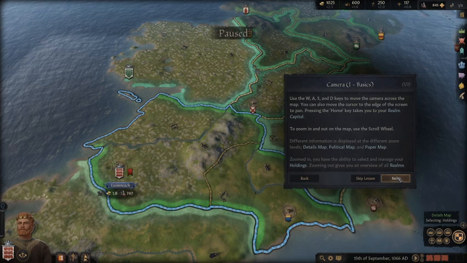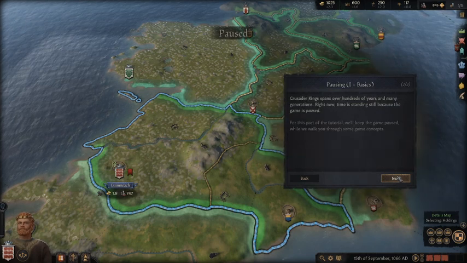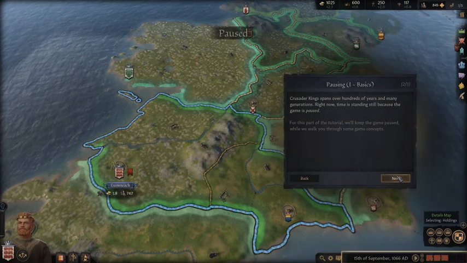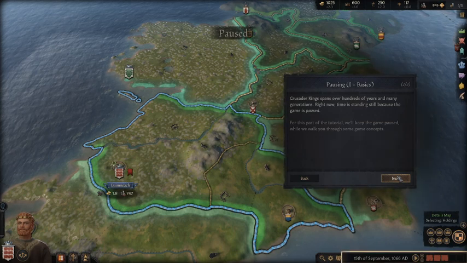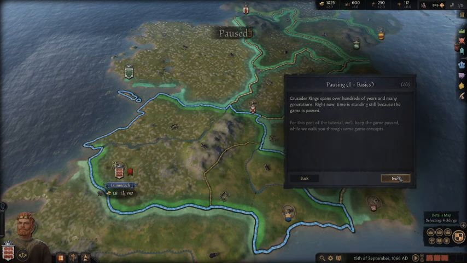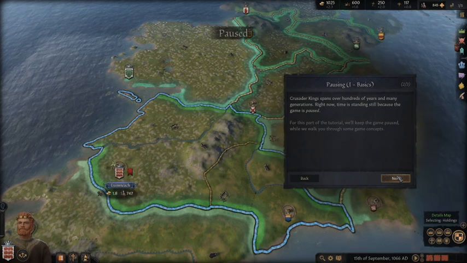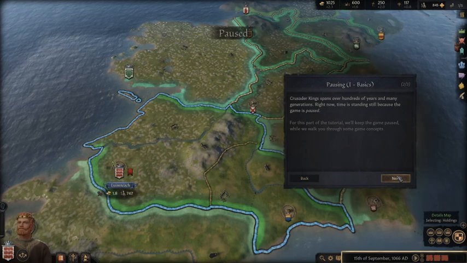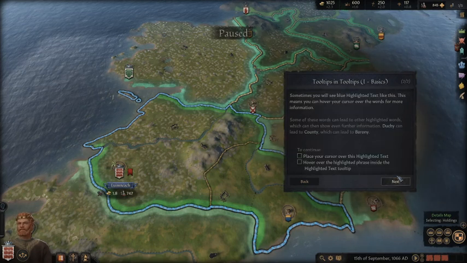Zooming out gives you an overview of all realms. Crusader Kings spans hundreds of years, many generations. Right now, time is standing still because the game is paused. In this part of the tutorial, we'll keep the game paused. We'll only walk you through some game concepts.